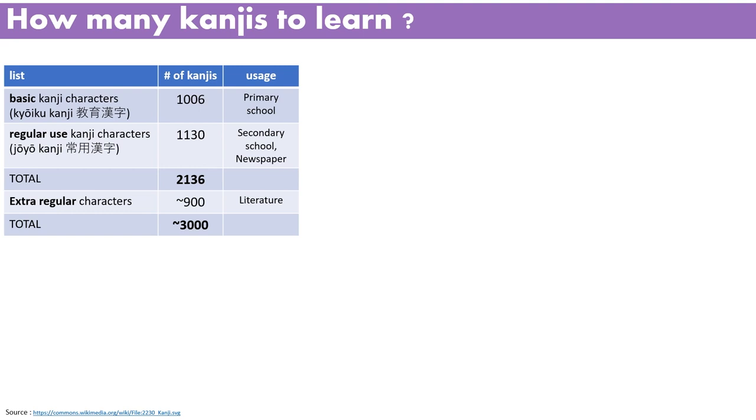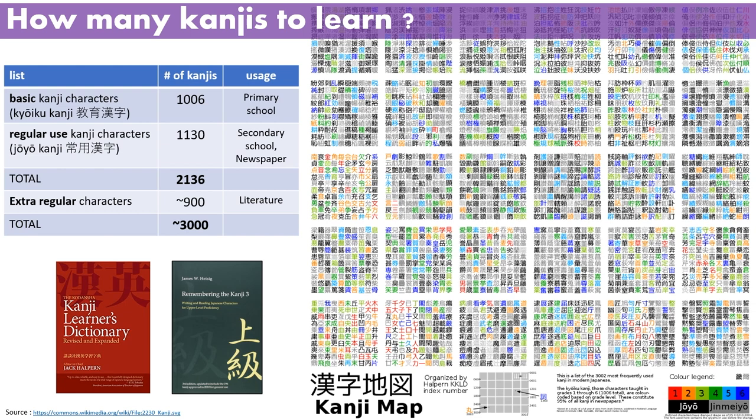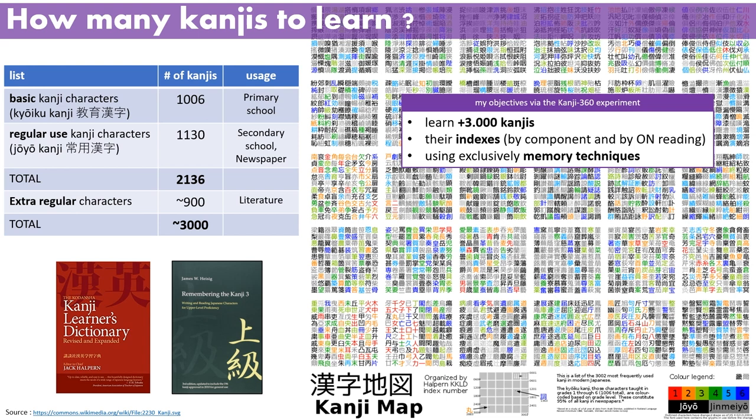Those two books each cover 3,000 kanjis, not exactly the same ones, but they probably have 99% in common. And they are my main source for my own learning. So, here are my goals with the Kanji 360 experiment. To learn a bit more than 3,000 kanjis, but also to learn their indexes by component structure and by on reading, using exclusively memory techniques.